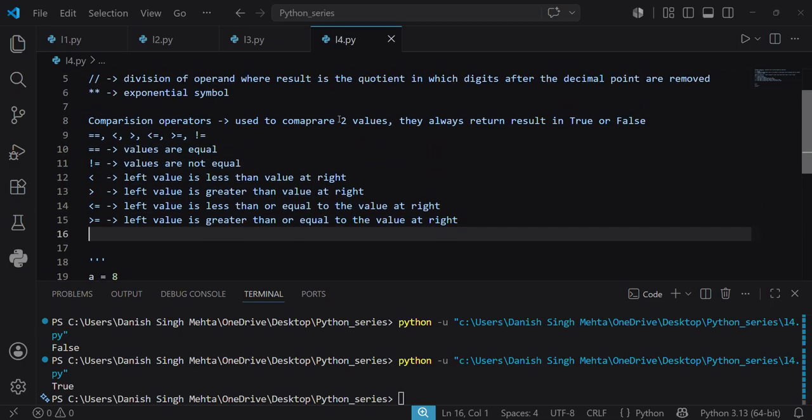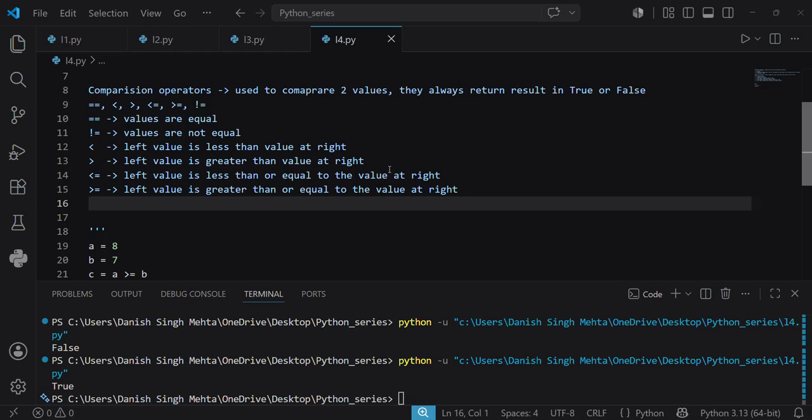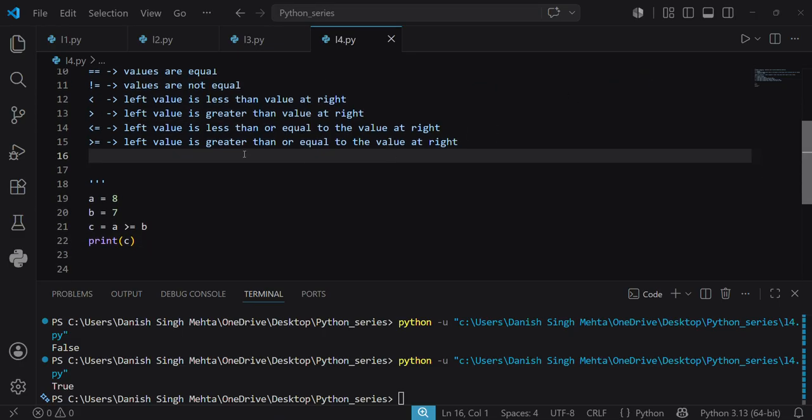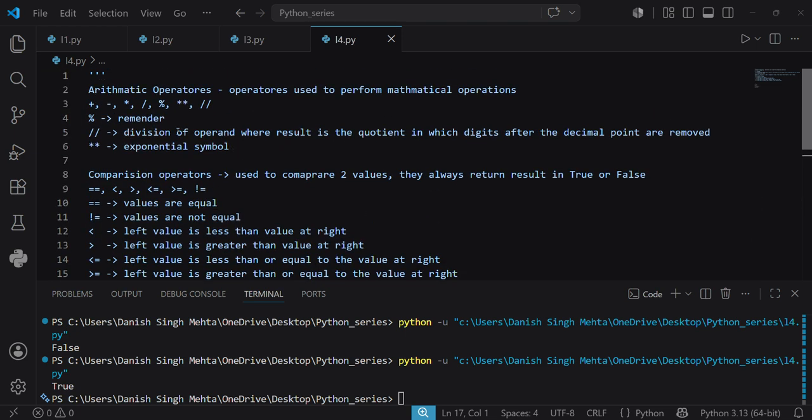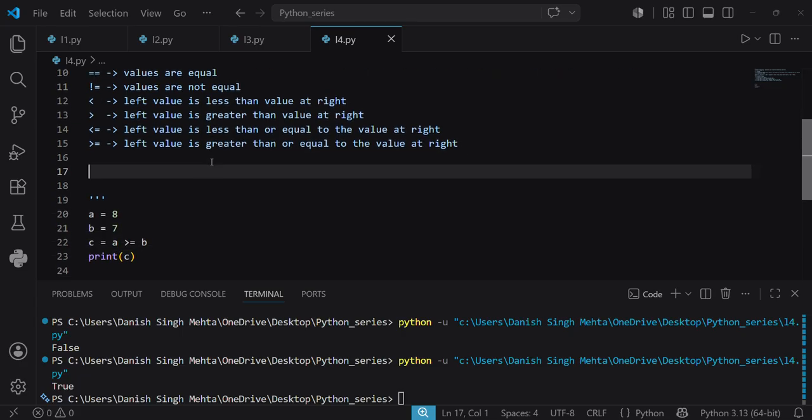So yeah, this is all about the comparison operators, and they always give you result in form of true or false, which is a Boolean data type. So this is all about comparison operators. So we have covered arithmetic and comparison. Now we will come towards bitwise operators.